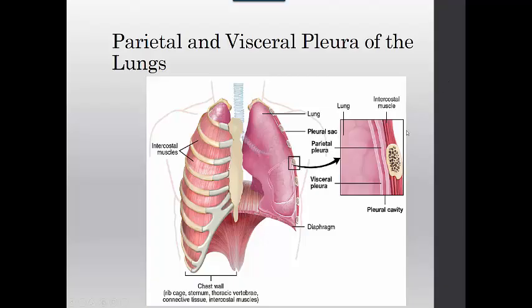A lot of times we'll do a thoracentesis to drain that fluid out. But you see, here's your lung tissue. It's covered by the visceral pleura. There's the potential space, and then the parietal pleura is lining the cavity out here. So a visceral pleura is going to cover an organ. Parietal pleura is going to line a cavity.